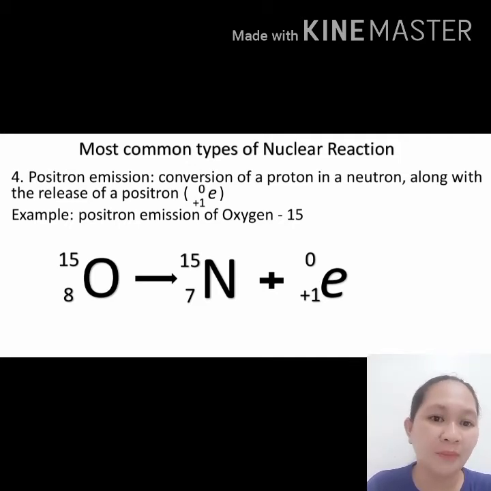So, ang ating example is oxygen element, which has a superscript of 15 and subscript of 8. Ang sabi diyan, positron emission of oxygen-15. Pag sinabi nating emission, release. So, magmi-minus tayo. Yung ating superscript is 15 minus 0. So, it will remain 15.